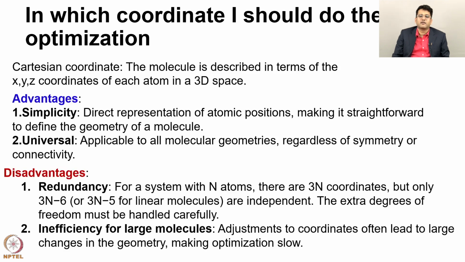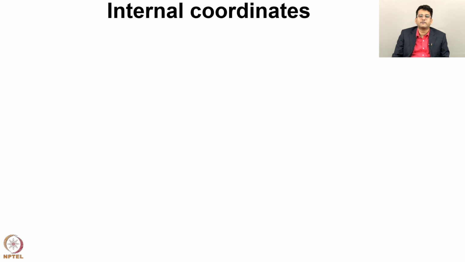The disadvantage is that for a system of N atoms, only 3N minus 6 coordinates are independent, so the extra degrees of freedom must be handled very carefully. The second problem is that adjusting one coordinate will often lead to large changes in geometry, and that makes the optimization very slow. So, it is generally very inefficient to optimize in terms of Cartesian coordinates. Generally, optimization in any quantum chemistry software is never performed in Cartesian coordinates.